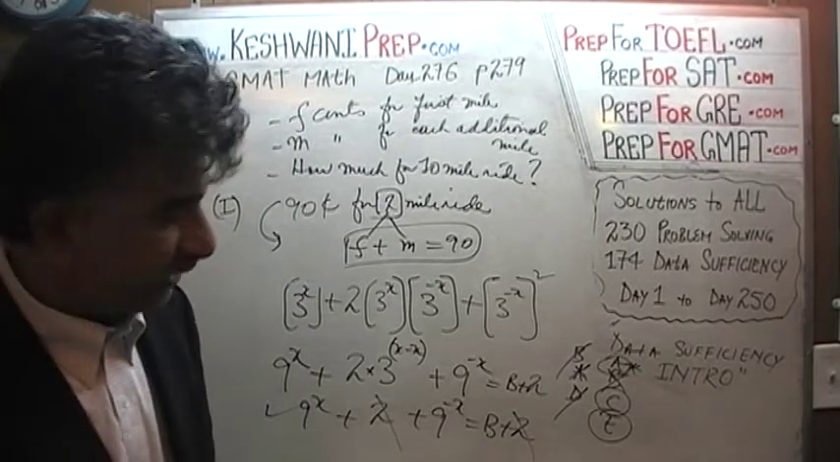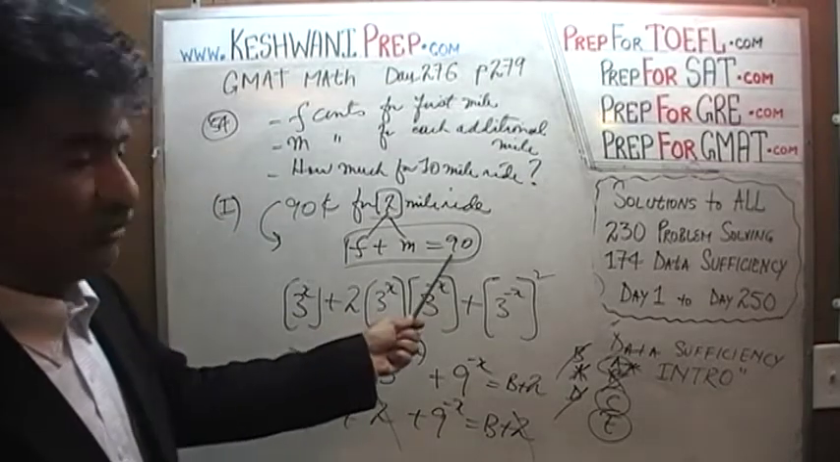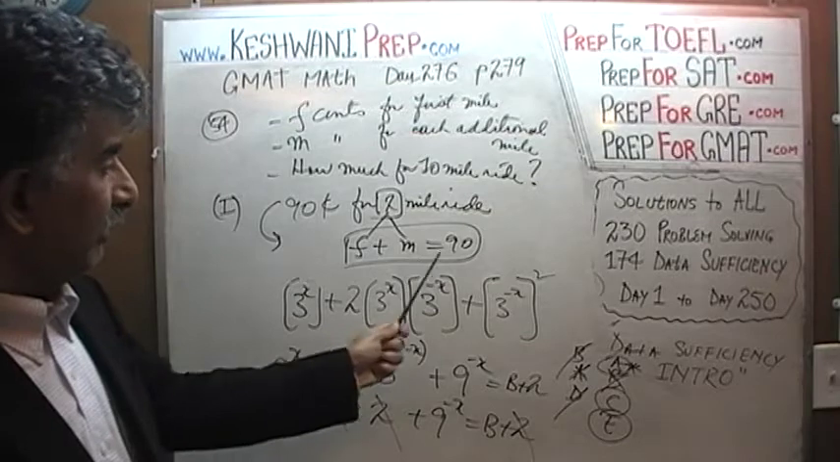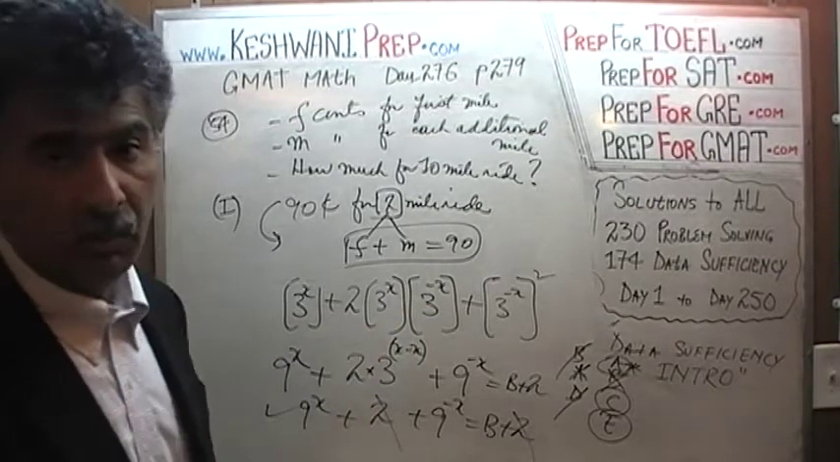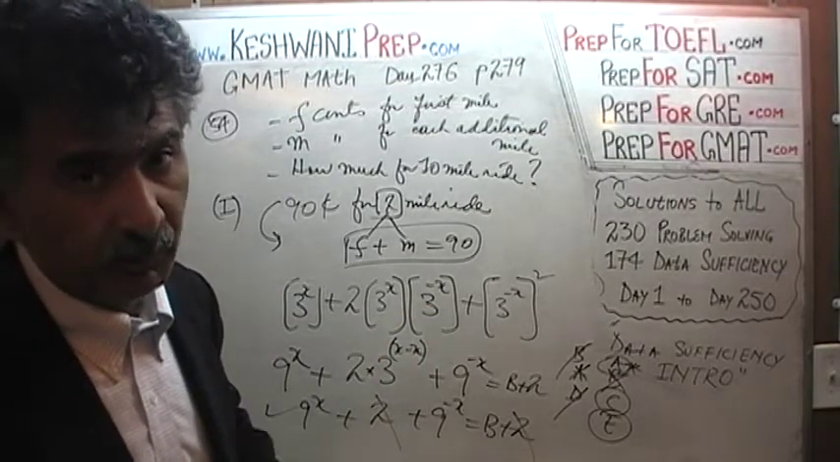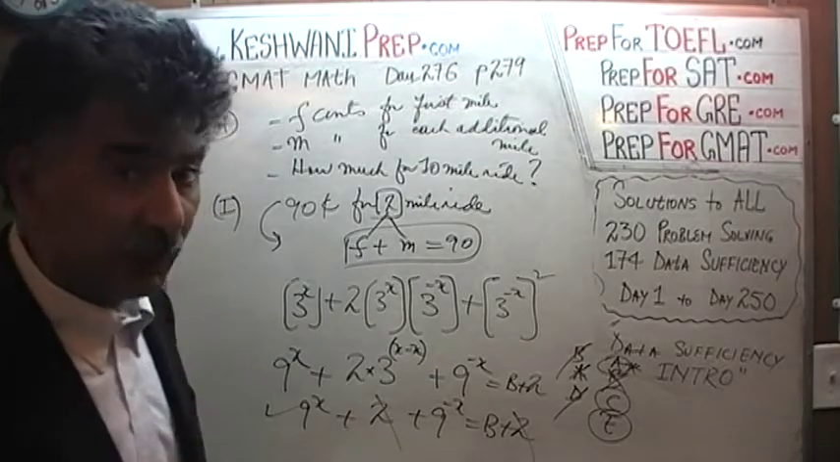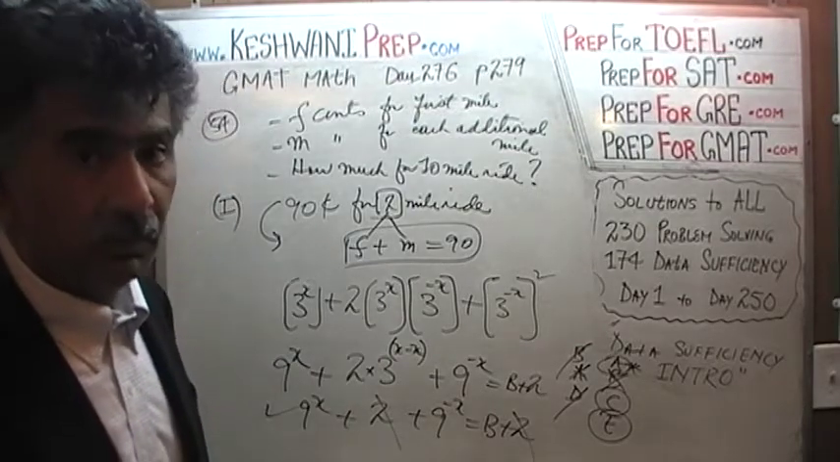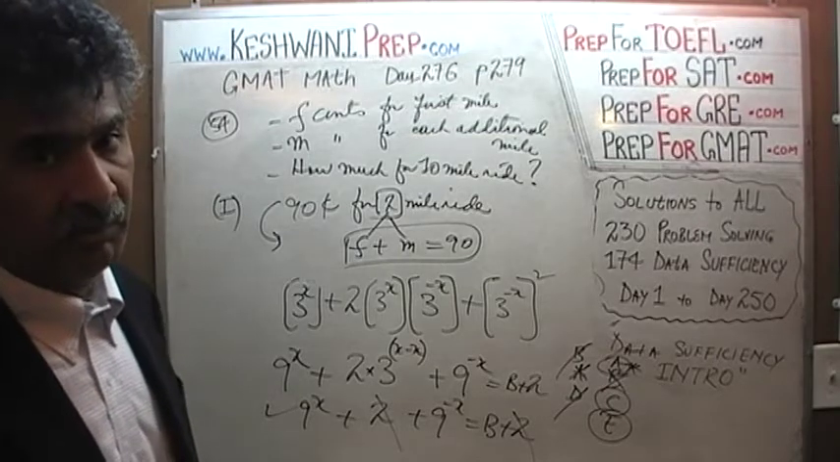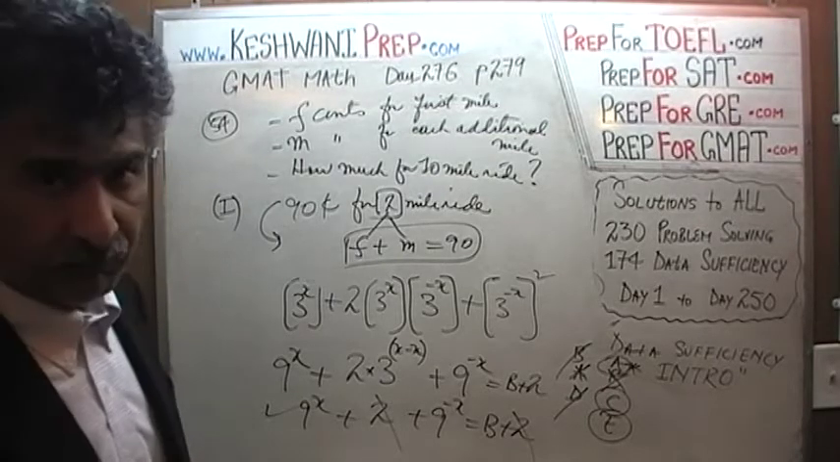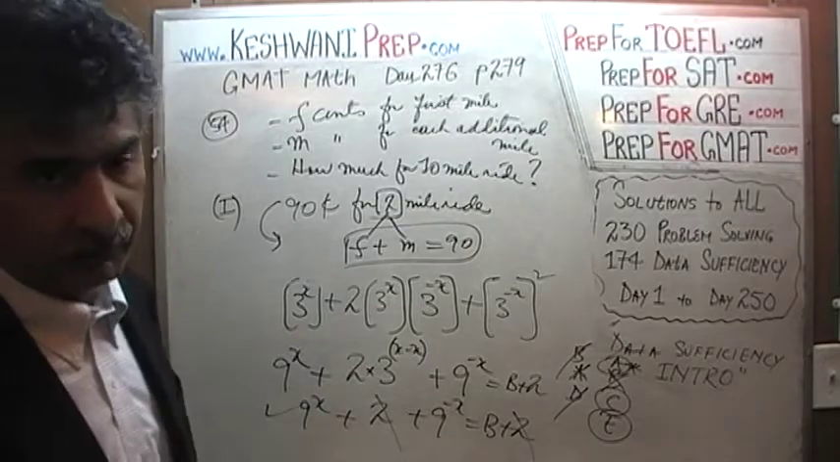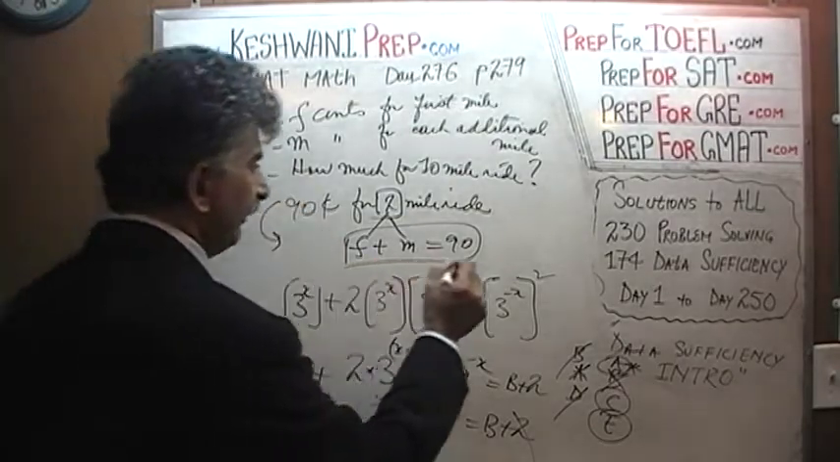So what we have at this stage is one equation, F plus M equals 90, and 2 unknowns. Obviously, we cannot solve for 2 unknowns with one equation. The first statement is not worthless. It will actually come in quite handy, perhaps, but it is not enough. The first statement is not sufficient because we have 2 unknowns and only one equation.